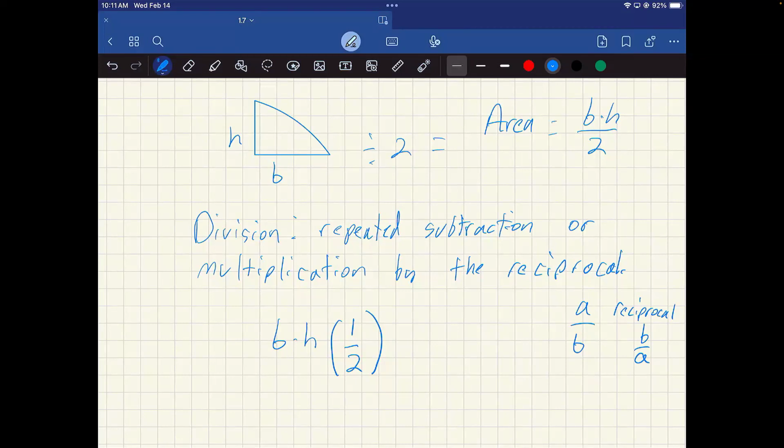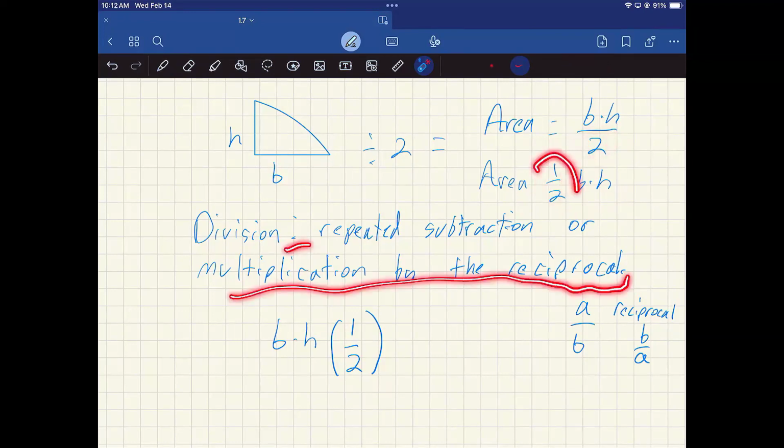If I multiply that 2, if I flip it across that fraction line, I get 1/2. And this is why sometimes you'll see the area of a triangle with 1/2 base times height. This and this are the same exact thing. This just has multiplication while this one has division. But since division is multiplication by the reciprocal, this is this reciprocal right here. That's why they can turn it to multiplication.